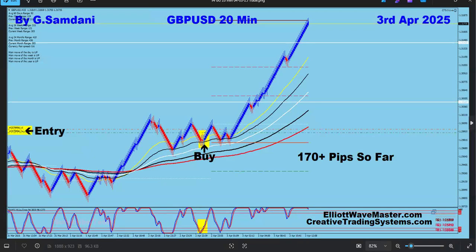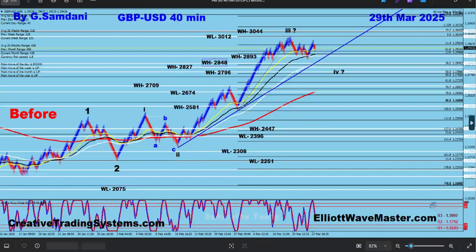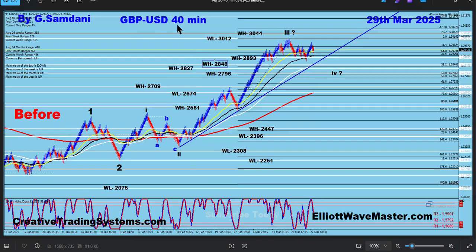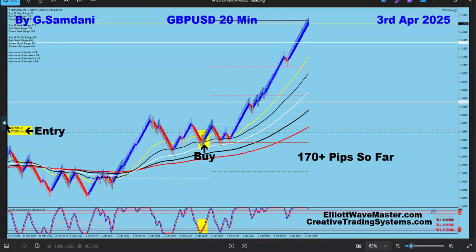I think I missed that chart. Pound USD going to the upside. Oh, this was the chart. See that? Pound USD 40-minute on the 29th of March. There's wave 1, 2, 3, 4, and it should be coming here and then going to the upside for wave 5. And that's exactly when you start doing that.